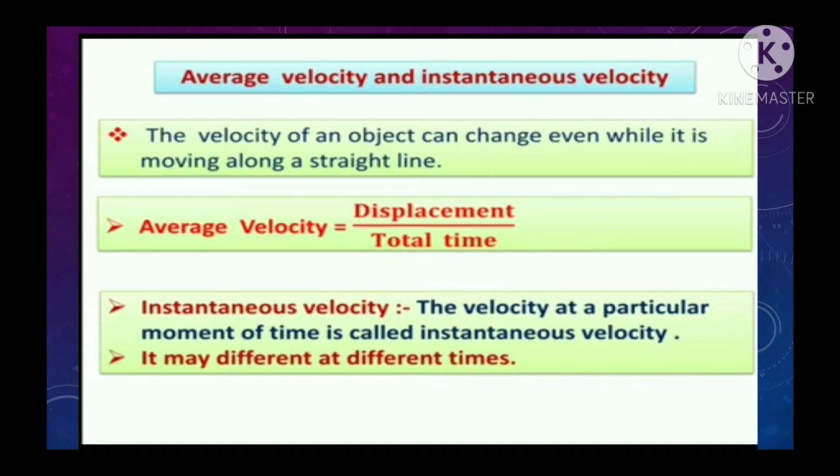Average velocity and instantaneous velocity. The velocity of an object can change even while it is moving along a straight line. Average velocity is equal to displacement upon total time. Same formula for velocity. Instantaneous velocity: the velocity at a particular moment of time is called instantaneous velocity. It may differ at different times.